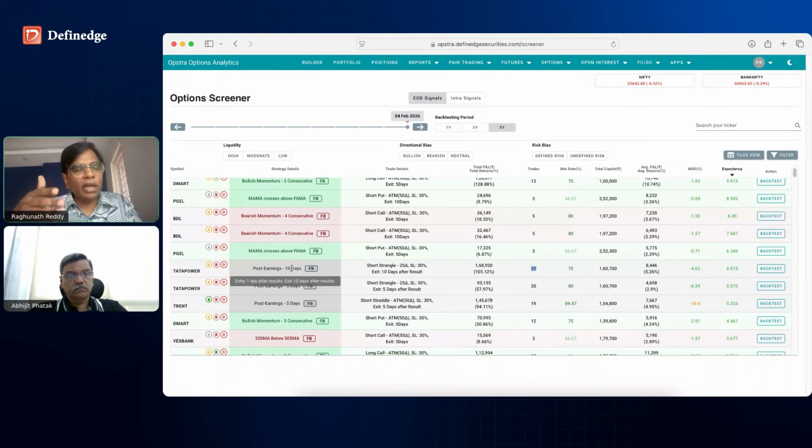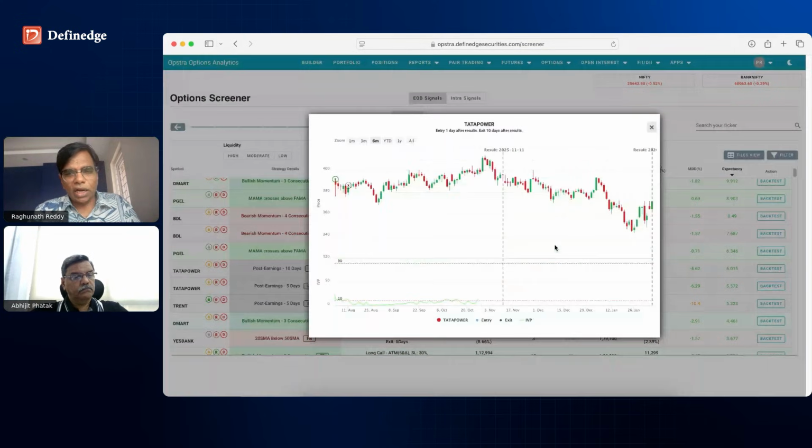So if we enter one day after results are announced, and then we exit 10 days after the results are announced, in effect we're staying around 9 days. Now if you look at the chart, you can see the IV has gone up.